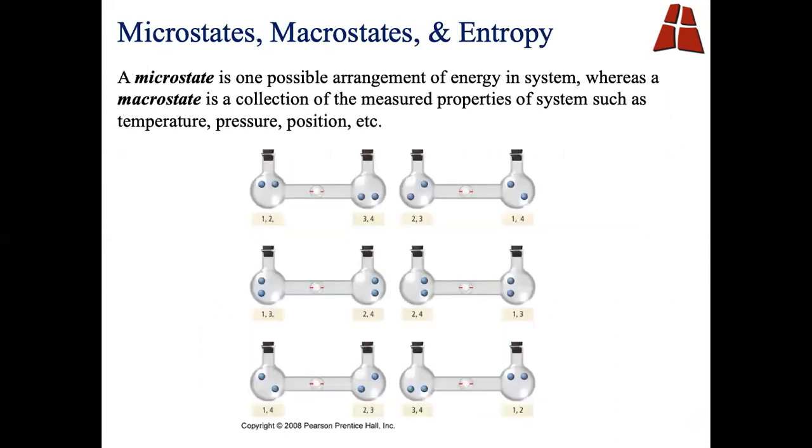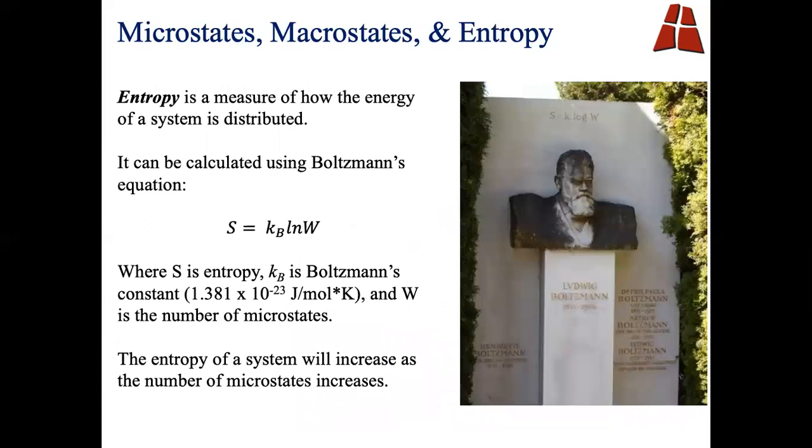That leads to a discussion of microstates and macrostates. A reminder that we can define a microstate as one possible arrangement of energy or matter within a system, whereas a macrostate is the measured properties of that system, so something like temperature, pressure, and beyond. This is important because entropy itself is what we use to quantify the amount of energy, or the dispersion of energy rather, within a system.